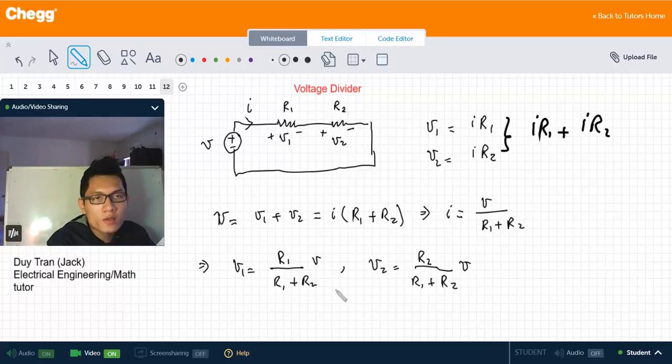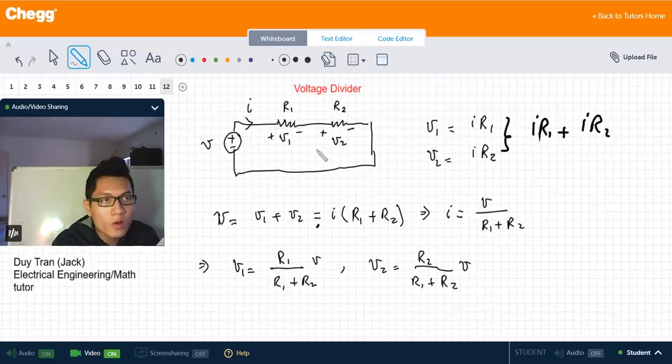Notice that the source voltage V is now divided among the resistors in direct proportion to their resistance. So the larger the resistance, the larger the voltage drop across the resistor. This is called the principle of voltage division, and the circuit here is called the voltage divider.